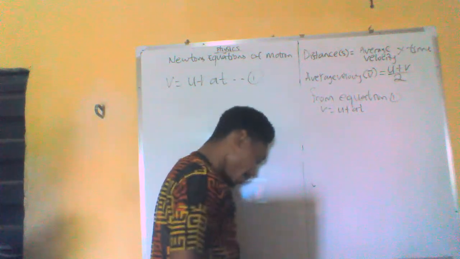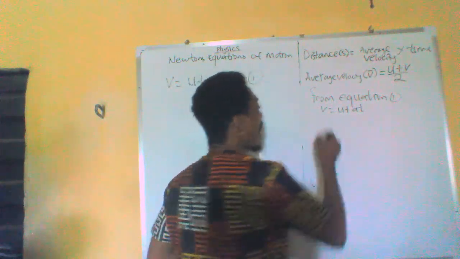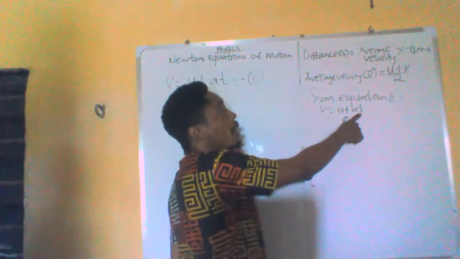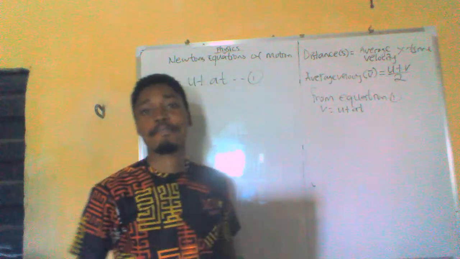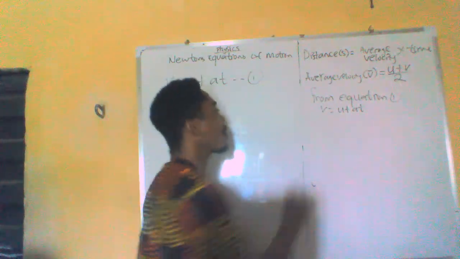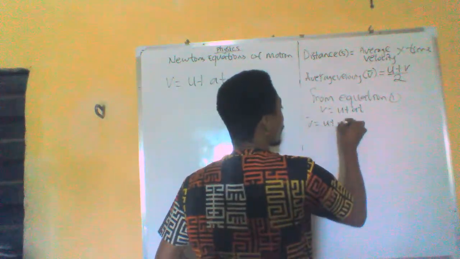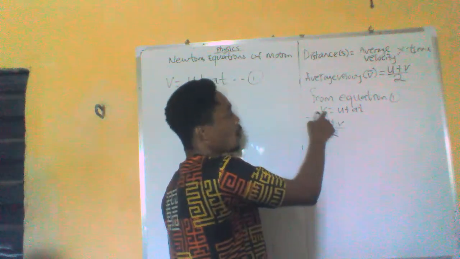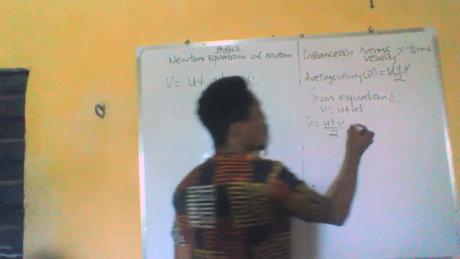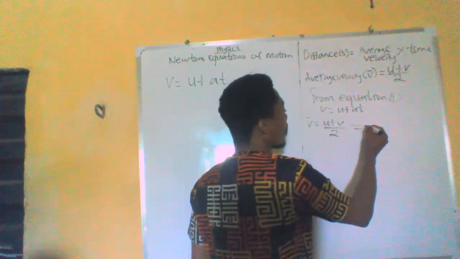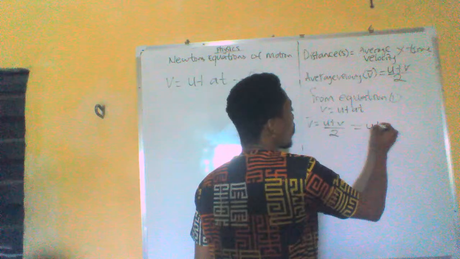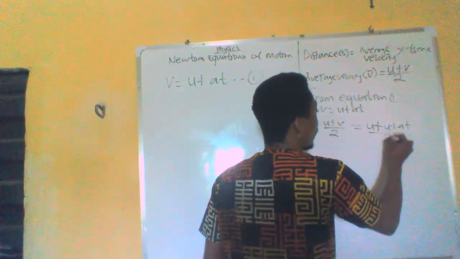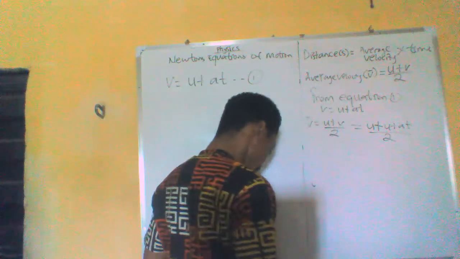The next thing I will simply have to do is substitute the value of V, which is my equation 1, into my V bar. It's simple, not confusing at all. So V bar equals U plus V all over 2. So in place of V, which is the expression we got in equation 1, this becomes U plus, in place of V, U plus AT all over 2.